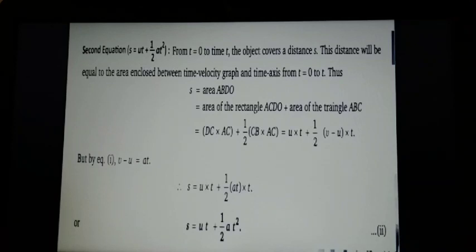And V minus u, according to the first equation, is equal to at. So you replace V minus u with at here. So S will become ut plus half at square. So the final equation will become S equal to ut plus half at square.